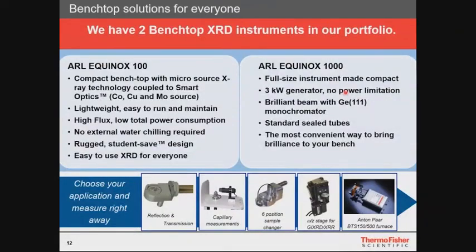One for reflection and transmission measurements of flat samples. We can also measure capillaries, which is quite unique. We have different sample changers with different positions. We have an omega Z stage for grazing incidence and reflectometry measurements, and we also have in situ chambers for heating experiments up to 500 degrees centigrade.